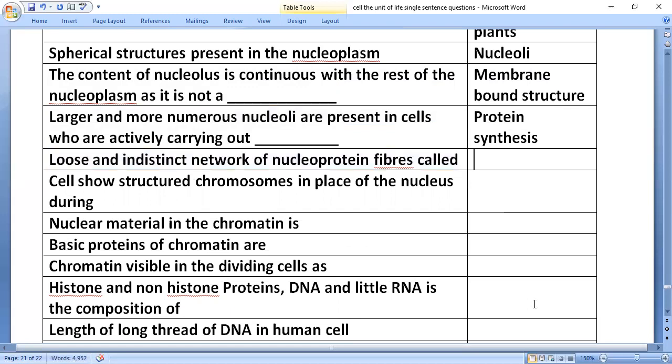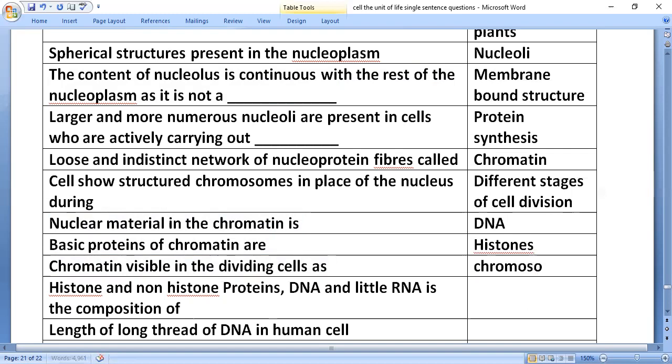A loose and indistinct network of nucleoprotein fibers is called chromatin. Cells show structured chromosomes in place of the nucleus during different stages of cell division. The nuclear material in the chromatin is DNA. The basic proteins of chromatin are histones. Chromatin is visible in dividing cells as chromosomes. Histone and non-histone proteins, DNA, and a little RNA make up the composition of chromatin.